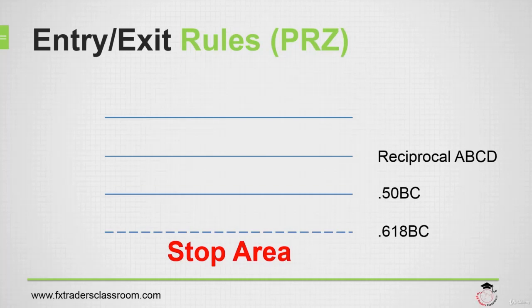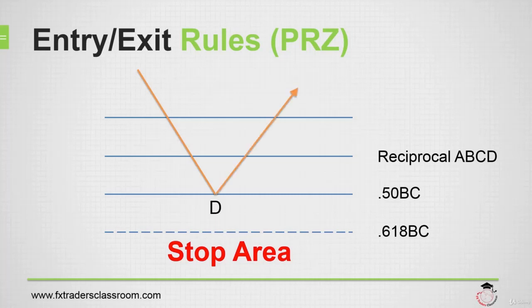This PRZ is only defined by two different measures. First is the reciprocal ABCD, and then you also have the 50% BC leg. So the major thing here is the 50% retracement of the B to C. Now this is where we put our limits. This is the defining limit in the pattern. So we would have a trade come in to this pattern, right? And the D point would come down to the 50%, and hopefully it would bounce out of this.